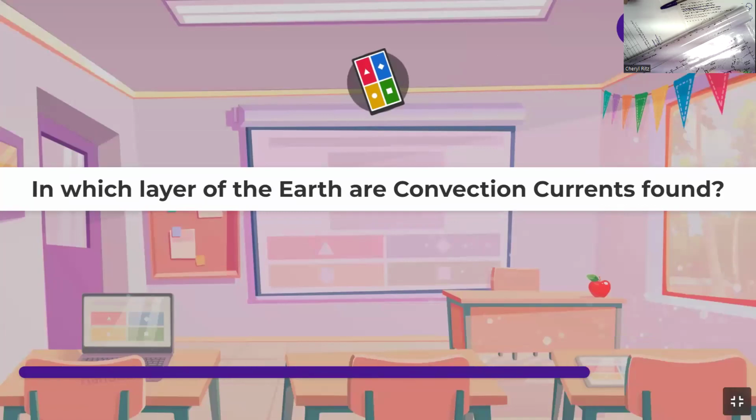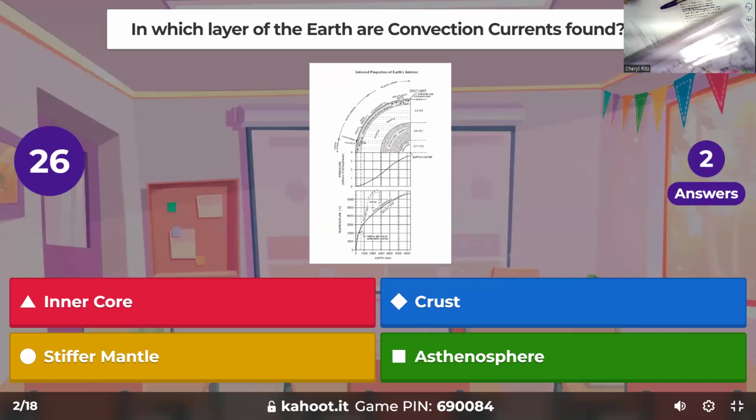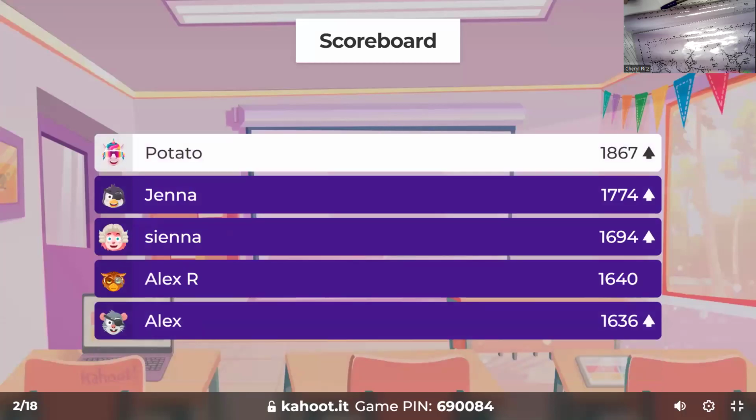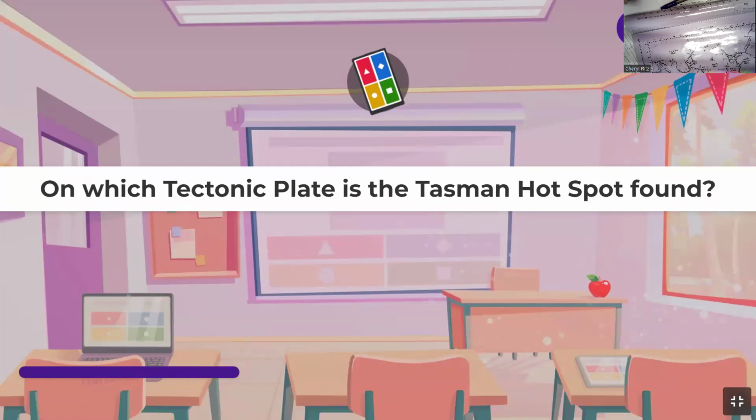Number 2, in which layer of the earth are convection currents found? This is on page 10. You can see it there, but it is also something I think you should just know. Convection currents are in the asthenosphere. So remember, the plates are the lithosphere. They float around on the asthenosphere, and that's where those currents happen that move them around. Oh, yeah, look at that. So you either got it wrong or you answered way slower than everybody else, which is not a bad thing on the regular test.